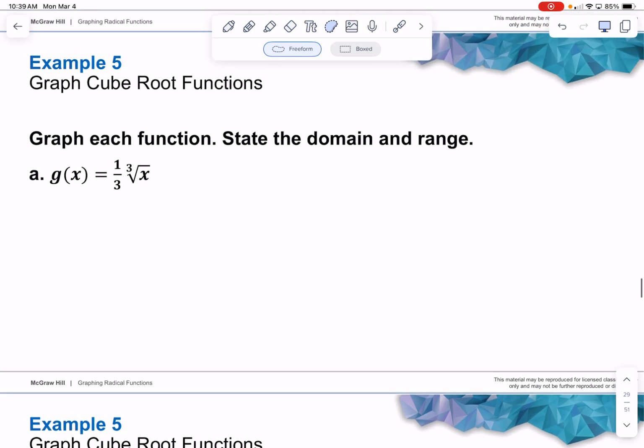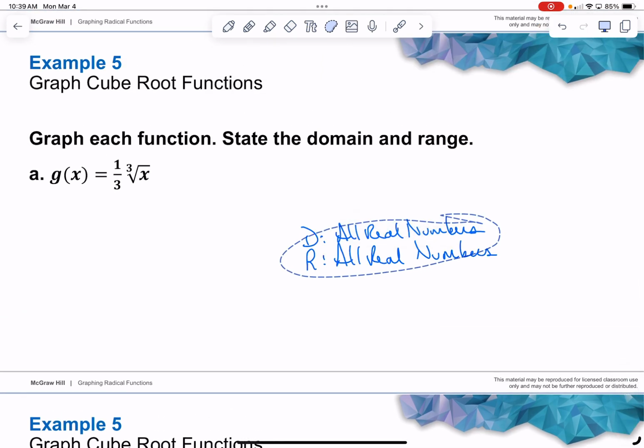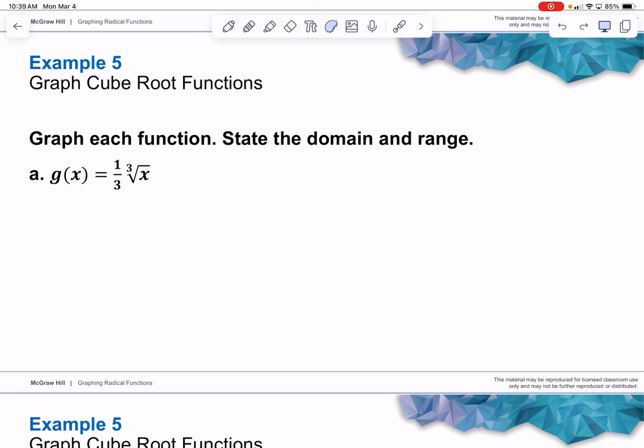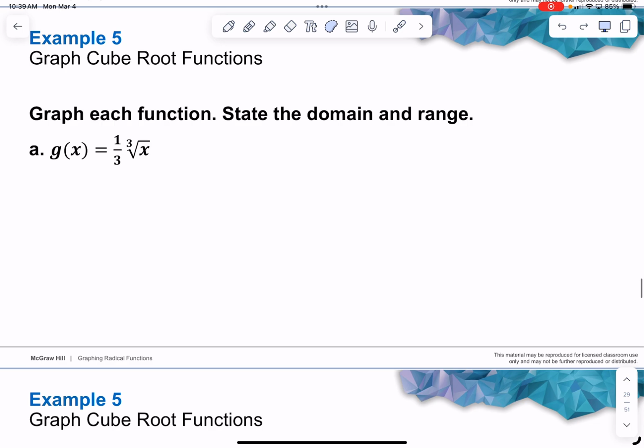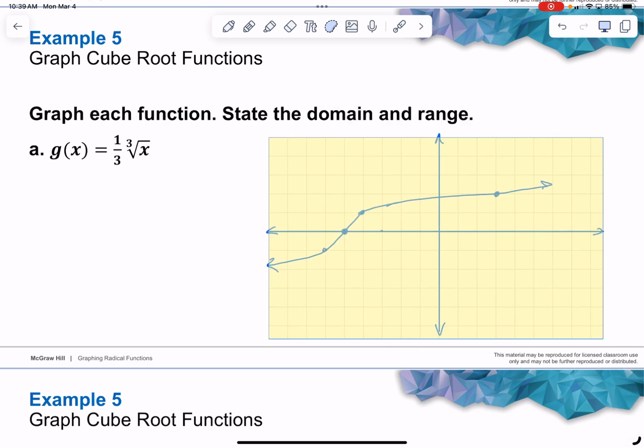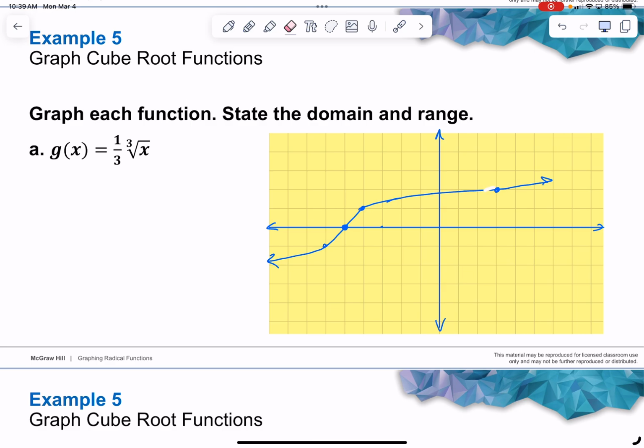Okay. Last one is kind of a weirder one, because we've got an a value that's different, right? So here my a value is 1/3. So this is vertical compression, right? Because my y values are 1/3 as tall as they would normally be. And h is 0 and k is 0, so we're good.